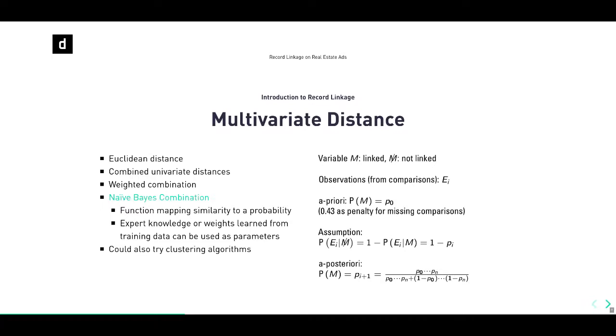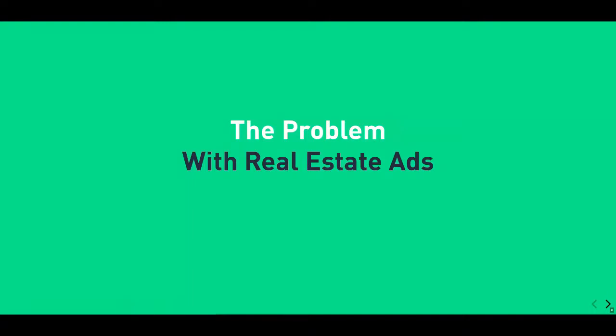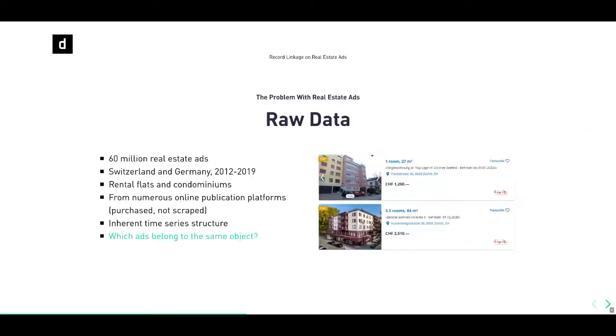So as I already started taking examples from the real estate world, let me move on to talk a little bit about the problem with raw data, so the problem with real estate ads. Even though we are only looking at ads from Switzerland and Germany at the moment for the last 7 to 8 years, this amounts to around 60 million records we're trying to compare. So I guess you will realize by now that the n squared, so comparing every record with every other, is clearly a non-starter for solving this problem.